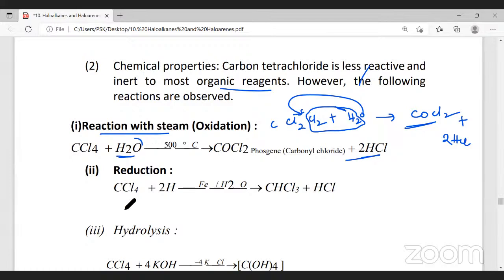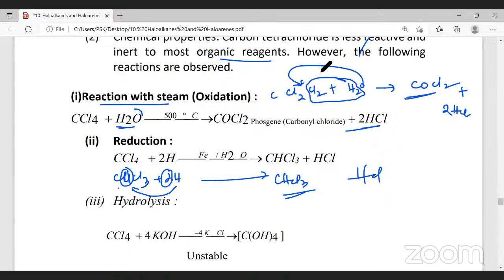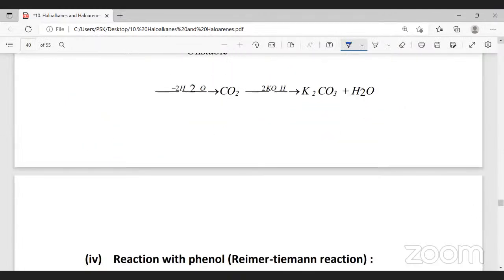And again, carbon tetrachloride on reduction with iron and water. I can write this as CCl and Cl3. On reduction, which is the addition of hydrogen, 1 hydrogen and 1 chlorine get eliminated as HCl. In place of that chlorine, hydrogen goes, so you get CHCl3, chloroform. So carbon tetrachloride on reduction gives chloroform. Are you following, students? Yes, sir. Yes, sir.